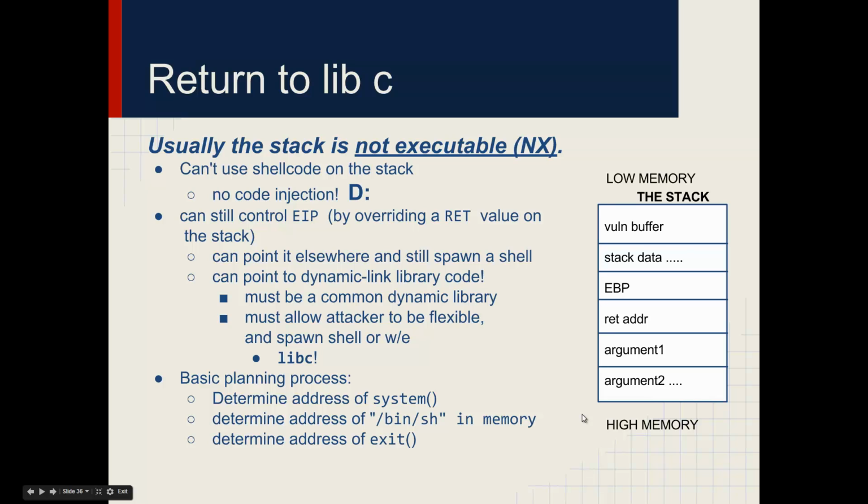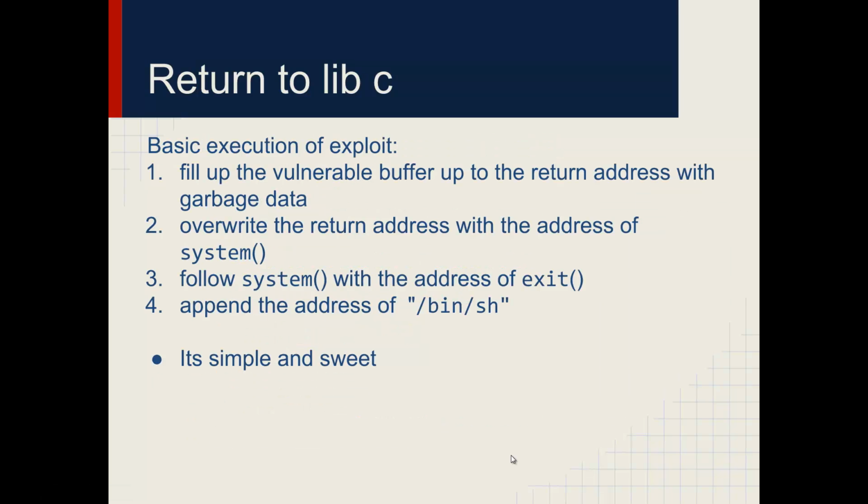So a common way of spawning a simple privilege escalation shell would be calling system in libc, passing it the string /bin/sh or a pointer to that string, and then telling it to exit afterwards. And so we're going to do that with a little example.